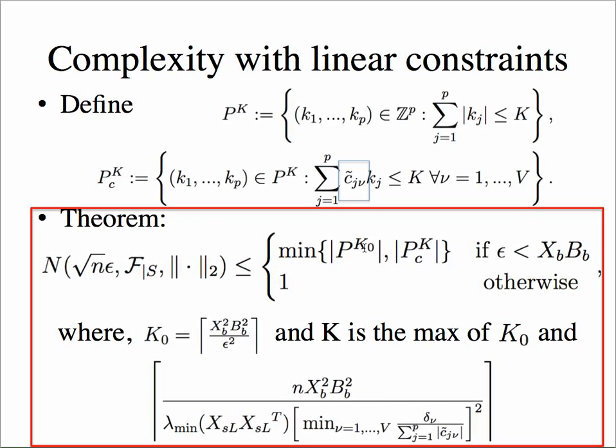The quantities k0 and k are given here. K0 depends inversely on epsilon square, and k is the maximum of k0 and a quantity which depends on properties of the training data and the properties of the constraints that we impose. These constraints we can think of as arising from the unlabeled examples.